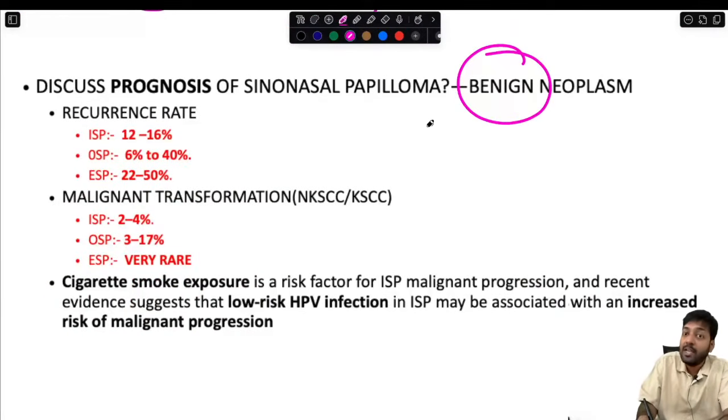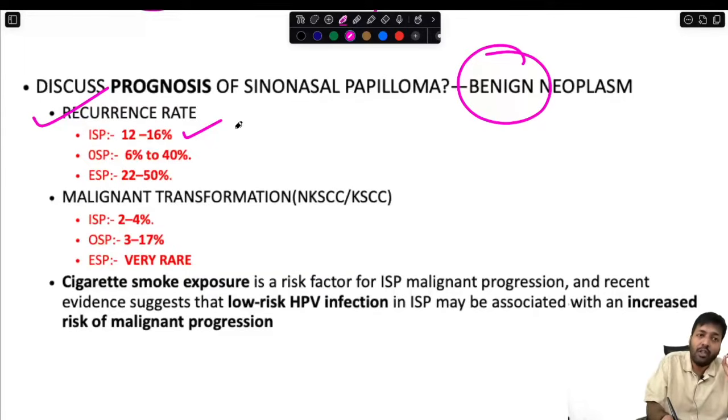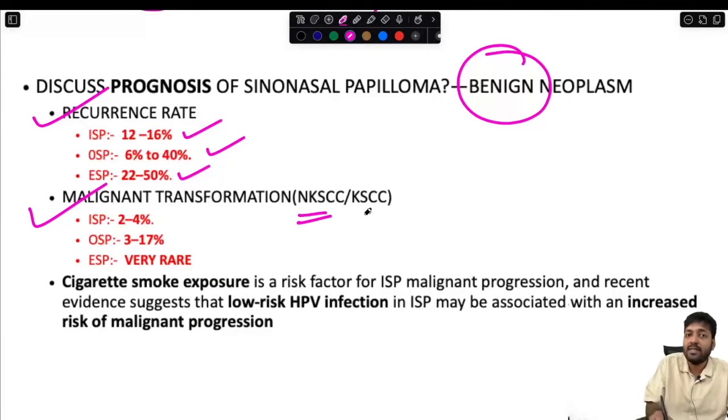Remember, it is a benign neoplasm, though it shows recurrence, and the recurrence rate is different for different types. For the inverted variety, the recurrence rate is 12 to 16%. For the oncocytic variety, the recurrence rate varies between 6 to 40%, and for exophytic variety, it is between 22 to 50%.